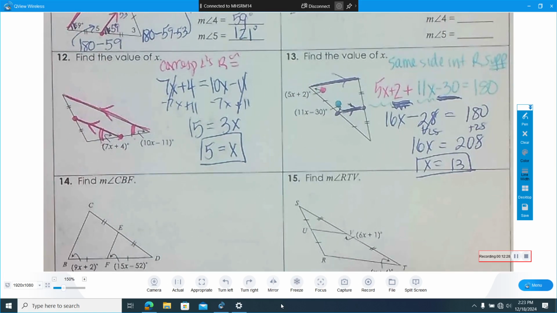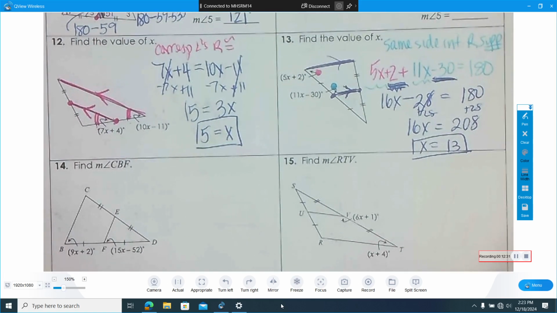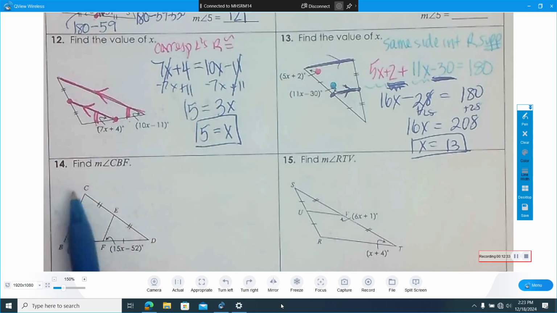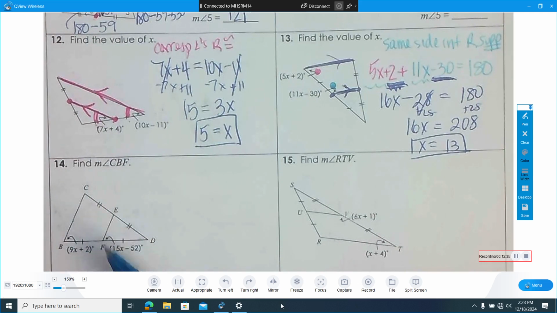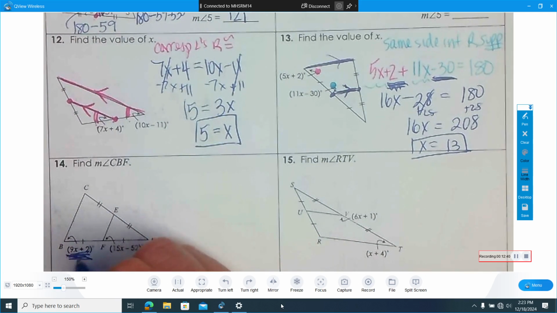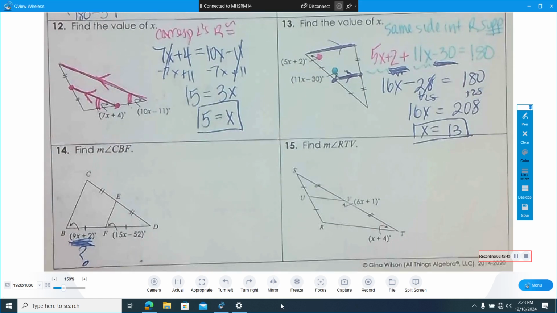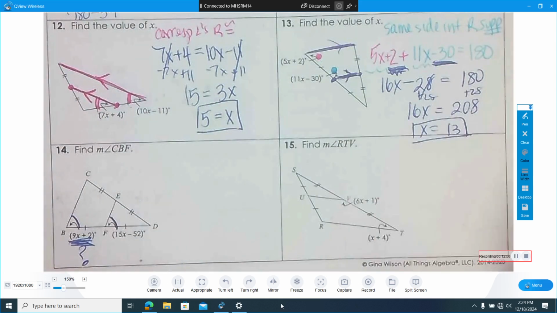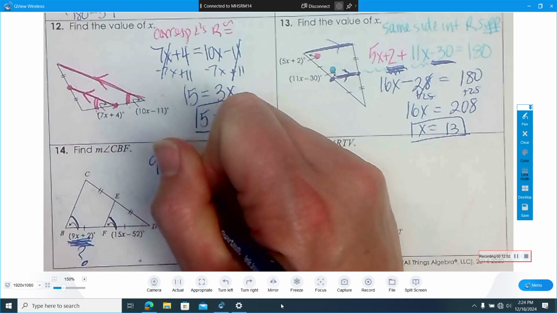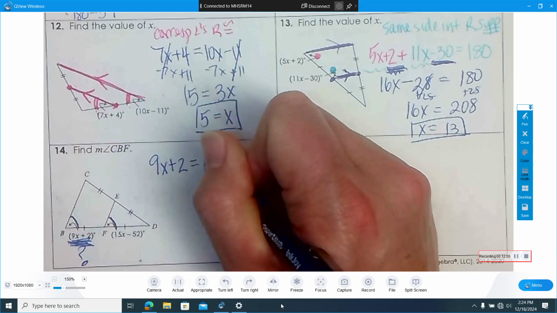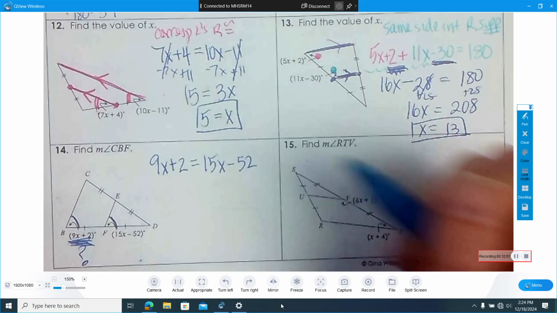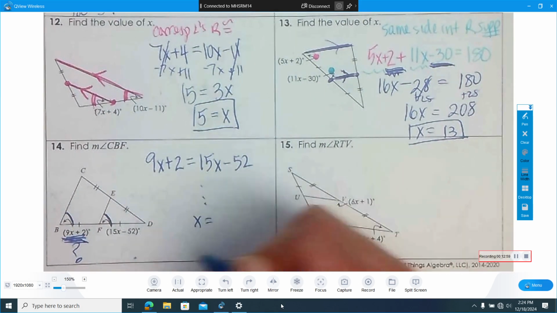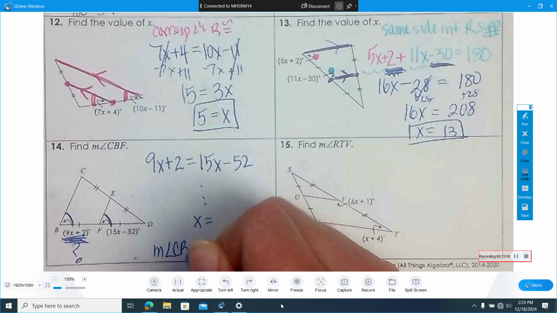All right. Real fast here, we're not going to solve and finish up 14 and 15, but they want us to find the measure of angle CBF. So we need to find this angle measure right here. How are we going to do that? It's equal to 15x. They're equal to each other because they are corresponding angles. And then you find x and plug it back in. Very good. So 15x minus 52. You're going to figure out x, and then you're going to plug it in to find the measure of angle CBF.